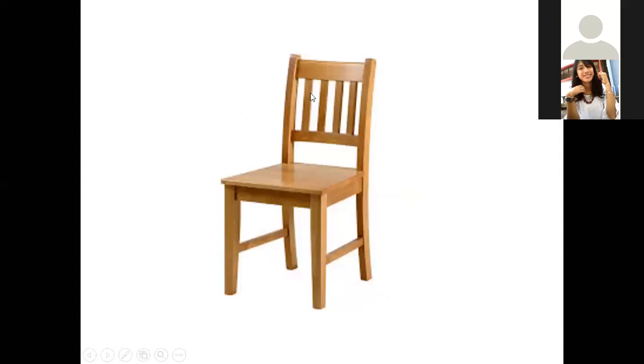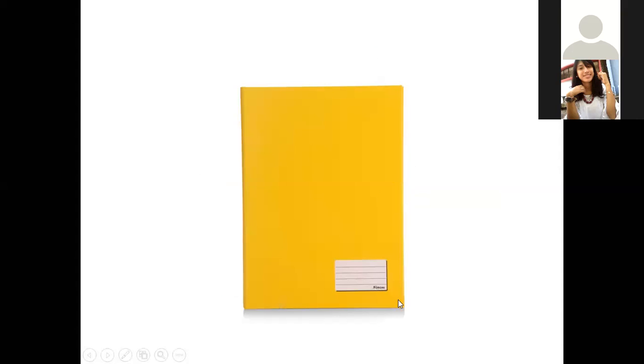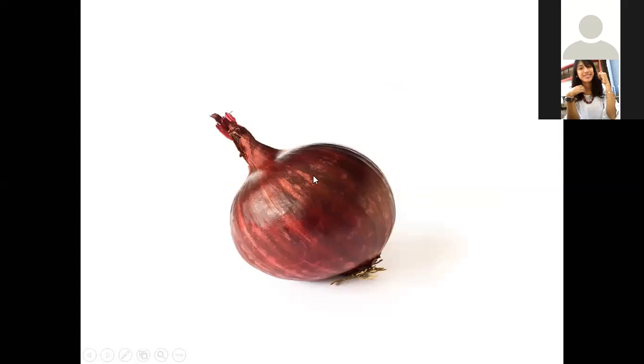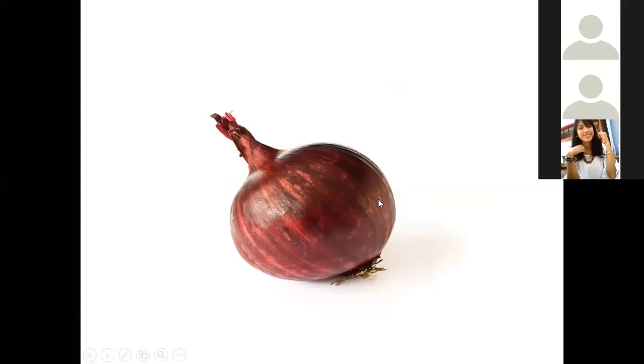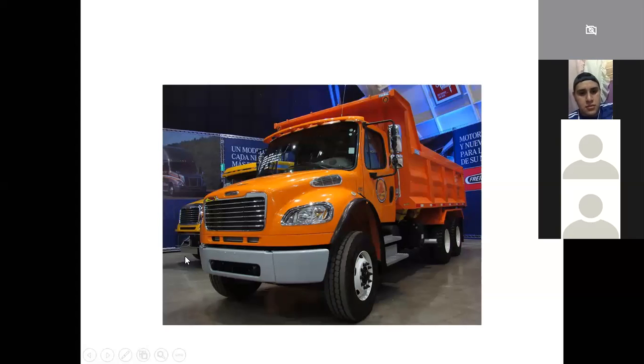Okay, that's it. What's this? This is a chair. It's a chair. Yeah, very good. What's this? Puerta. A door. It's a door. Very good. A door. What's this? It's a notebook. And what's this? This is an onion. Very good. And what's this? This is a car. No, it's not a car.